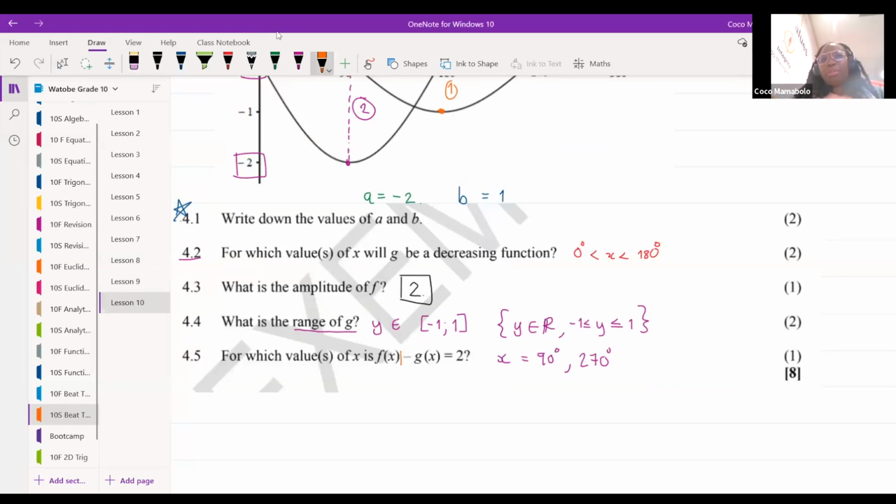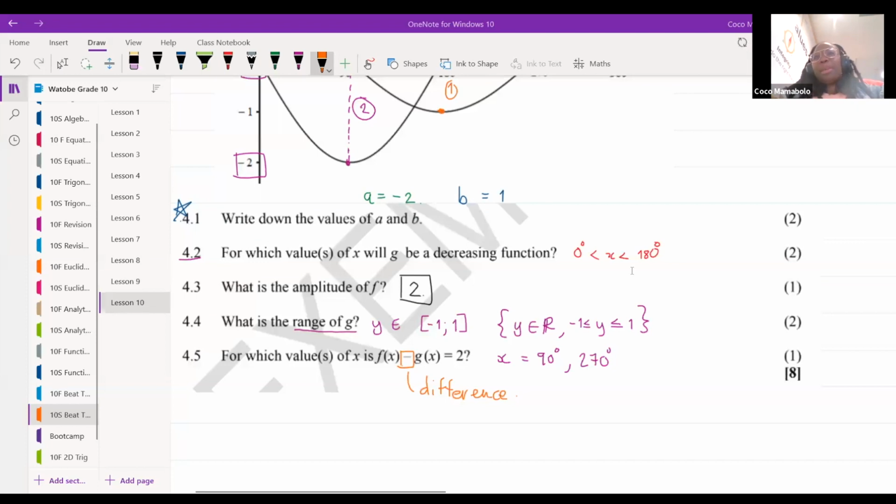Okay. Do you agree with me that f of x minus g of x means difference? Minus means difference. Yes or no? Yes? Yeah, good. We're on the same page. Difference. We're looking for the difference between the two graphs.